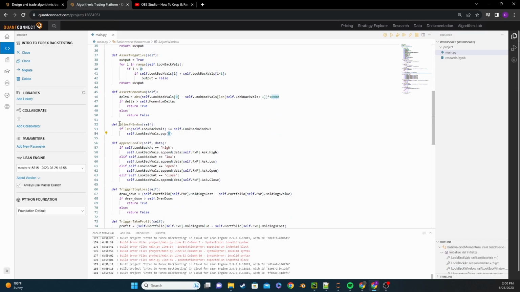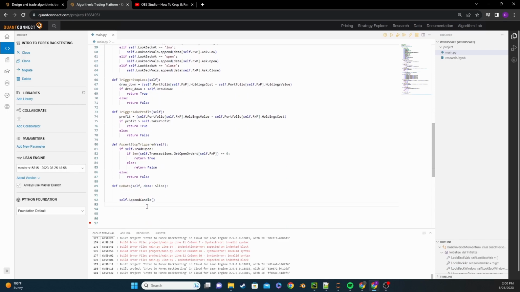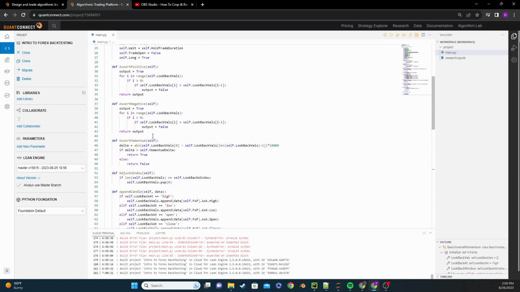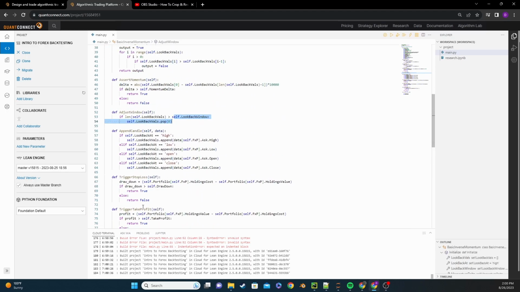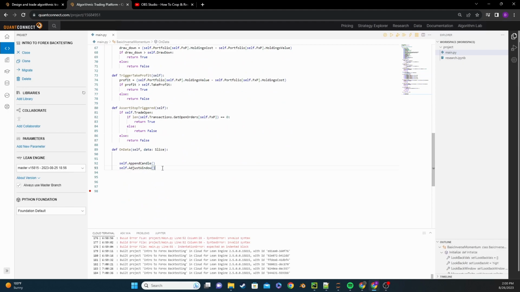So before we append the candle, we'll do this after we append the candle actually, the adjust window, because that's what's going to put us at 11. Theoretically, this should always get triggered when there are 11 look back values and there should be 10. It's going to reset it to 10 since this is getting called on minute. So we should be fine. I say theoretically, but really, that's what's going to happen.